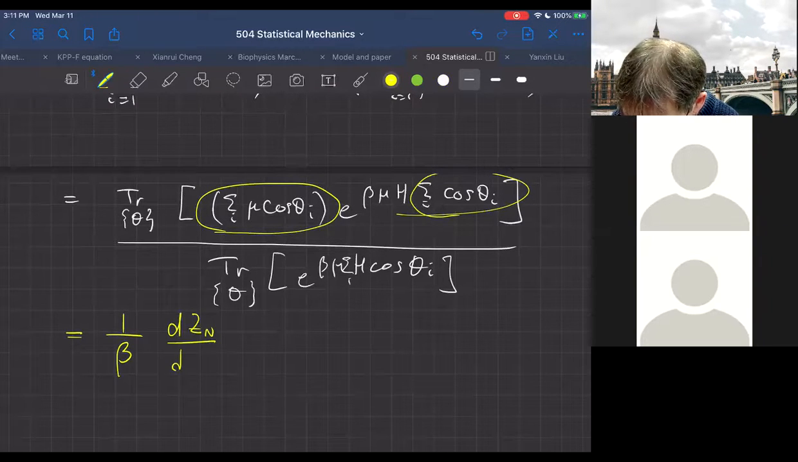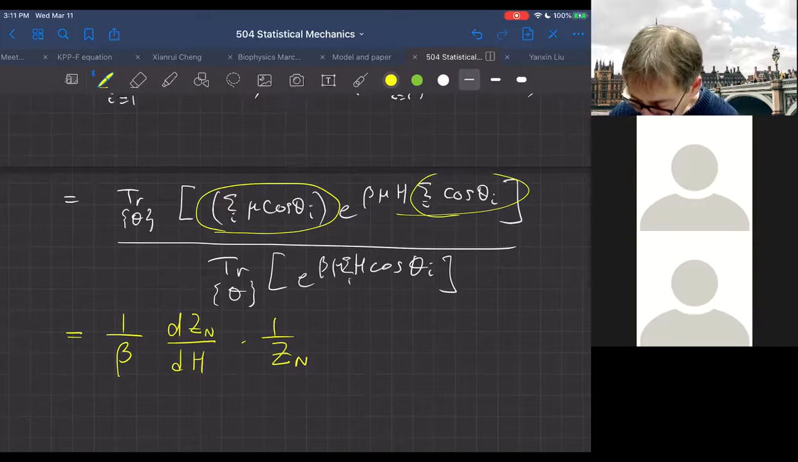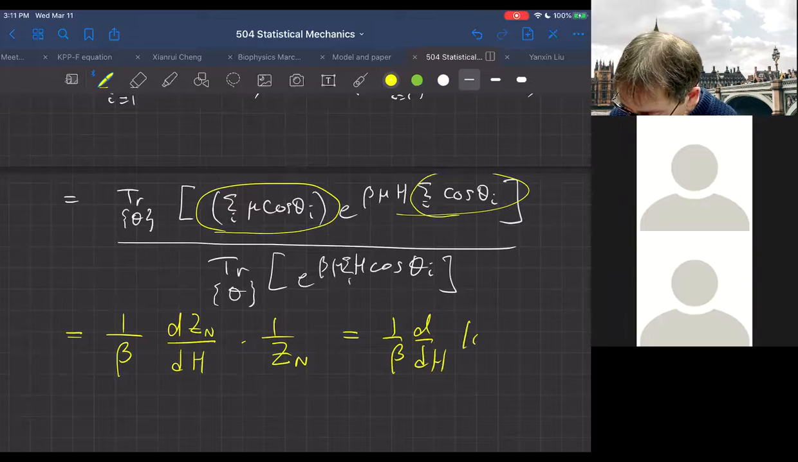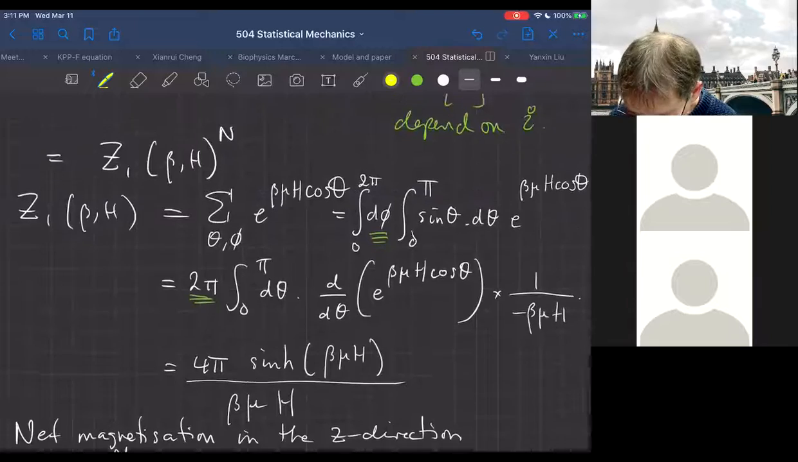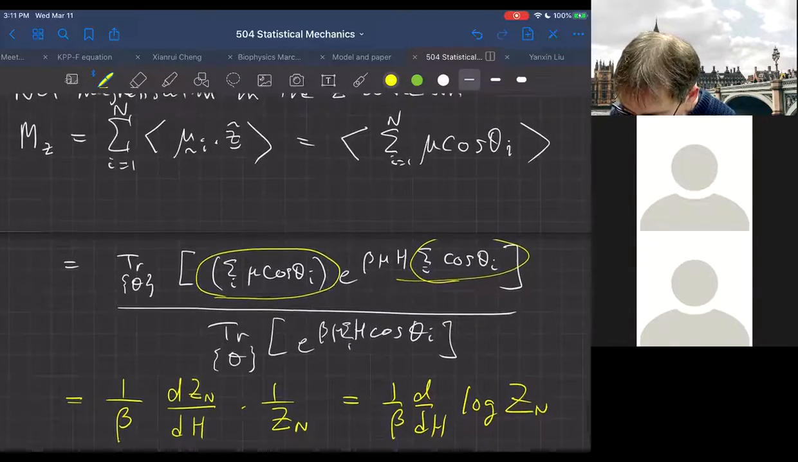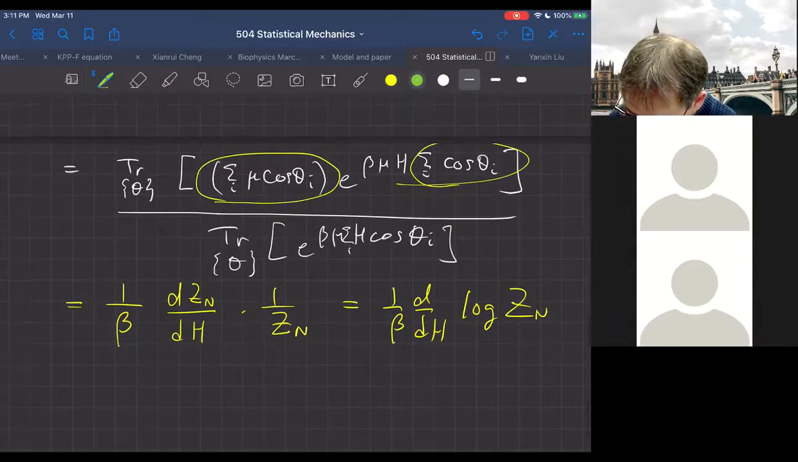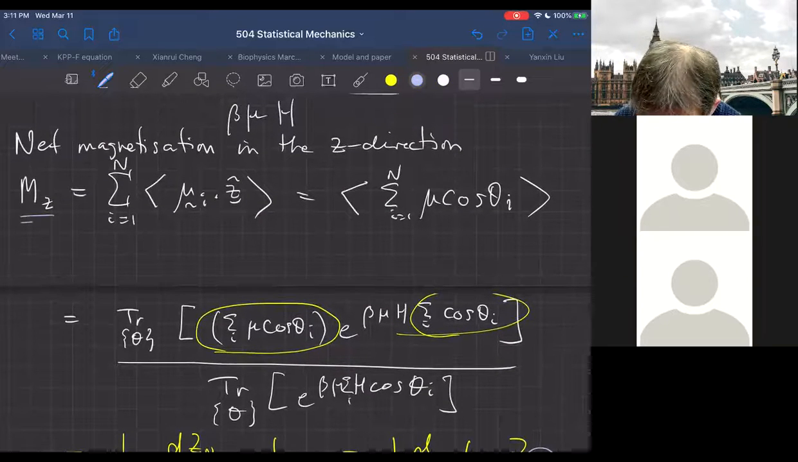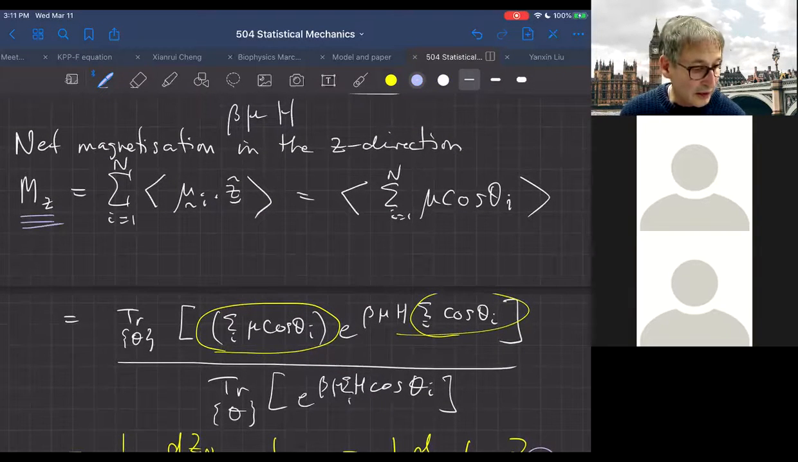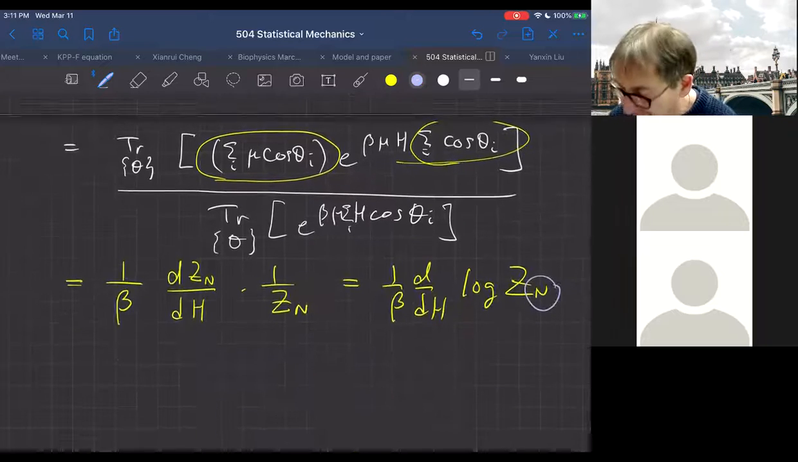So then this is just 1 over beta dZn by dH divided by 1 over Zn, and this is then just 1 over beta d by dH of the logarithm of the partition function. So this is the partition function with n spins, because this is the total magnetization for the n degrees of freedom in the system.